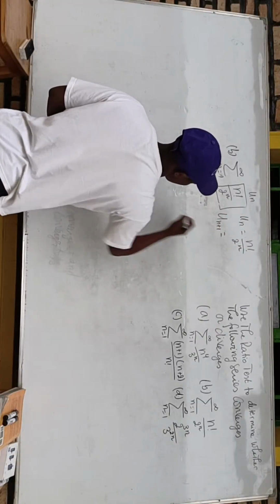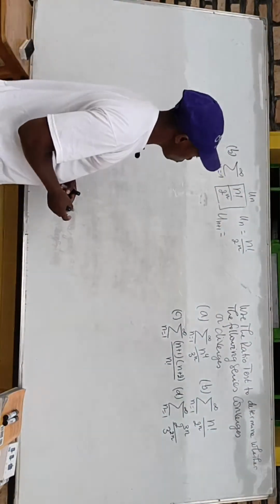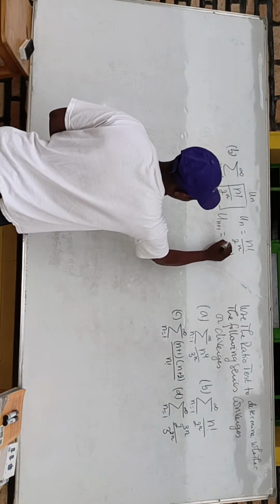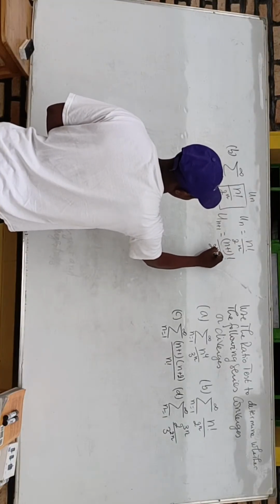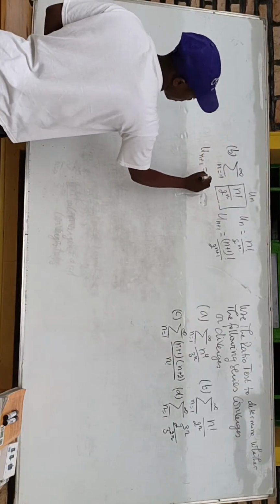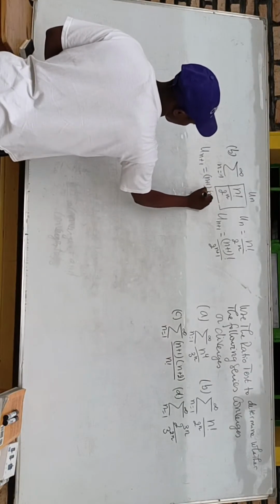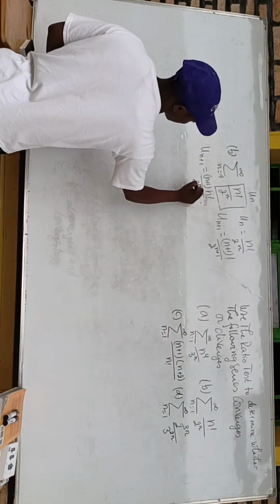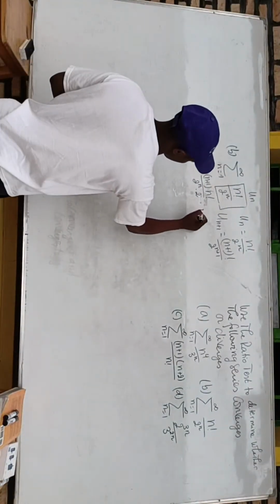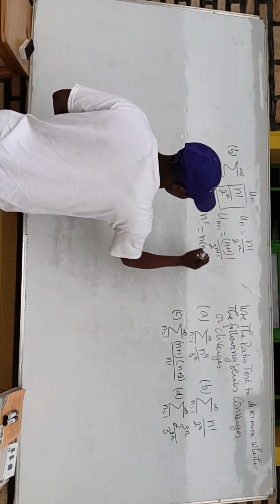u_(n+1) is what we are going to look for. You see, u_(n+1) will be found by replacing n here by n plus 1. This is (n plus 1) factorial over 2 to the power of n plus 1. Now, u_(n+1) is going to be (n plus 1) times the factorial of n over 2 to the n times 2. This is from the fact that (n plus 1) factorial equals (n plus 1) times n factorial.